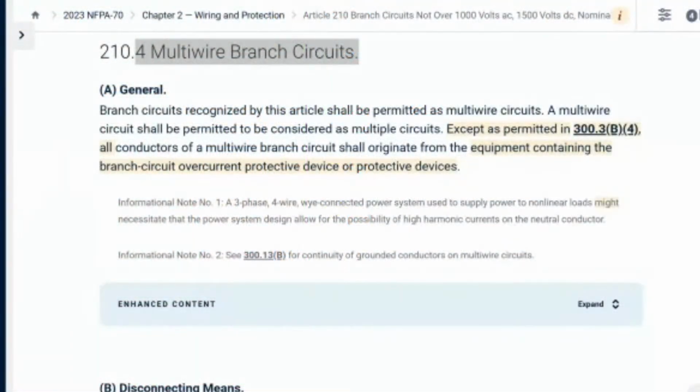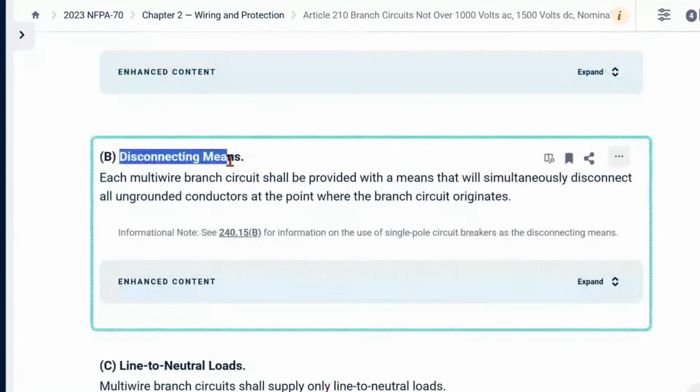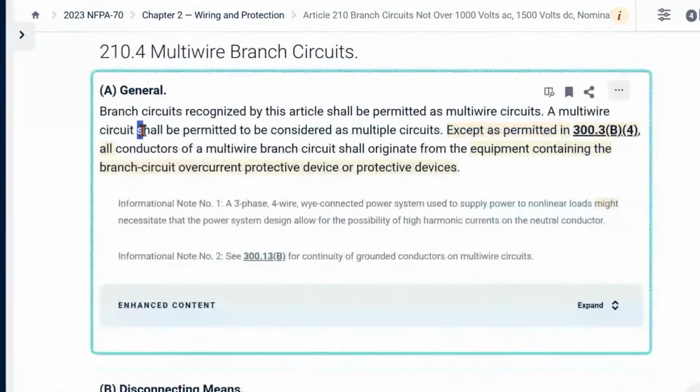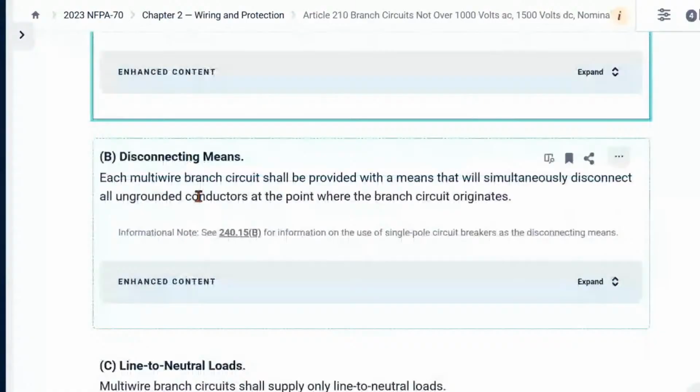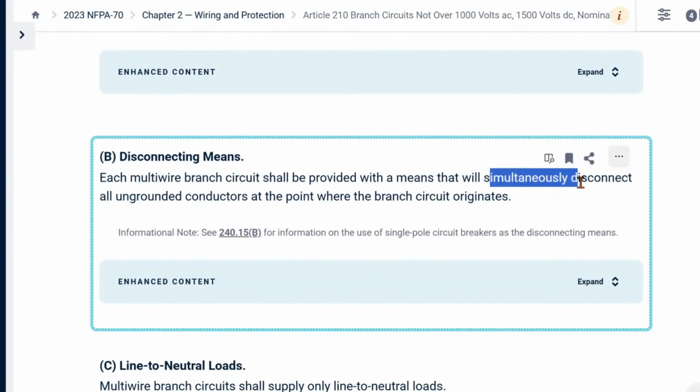All right, so that's the general. What about the disconnecting means? Disconnecting means for these multi-wire branch circuits. Remember, using a multi-wire circuit is a choice, you're permitted to do it. This one's different. This says if you're using a multi-wire, then it shall be, this is mandatory language, folks, it's not shall be permitted, this is shall be, provided with the means that will simultaneously disconnect.